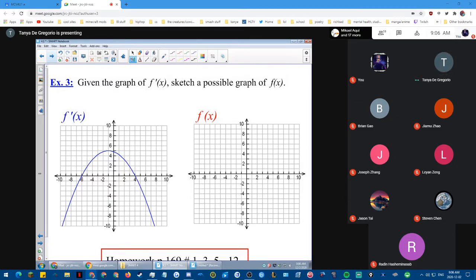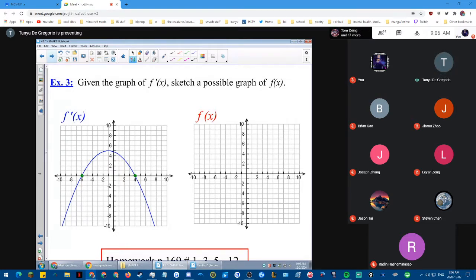Good. Here, what information, I don't want to give you the answer. What information does this graph give us? How can I analyze this function to help me figure out what my original looks like? Good. Where your first derivative is equal to 0, you know you have a max or a min, correct? Or a critical point. That's these two values right here.